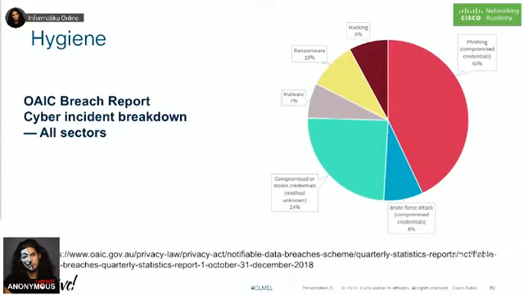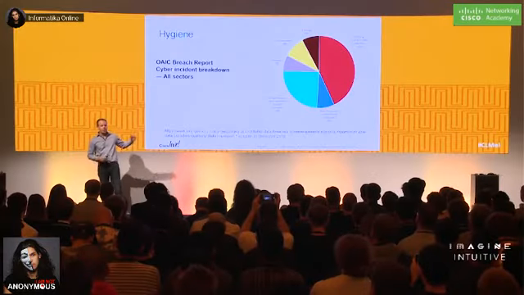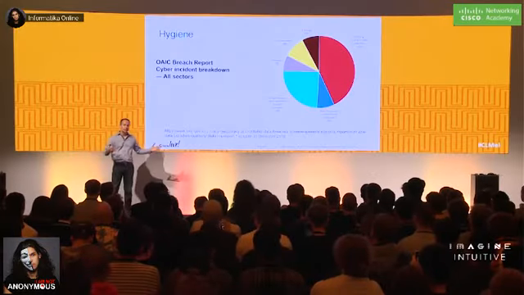This is a statistic that was just released from the Office of the Australian Information Commissioner. You may be aware we have breach notification legislation in Australia, so organisations need to report when they've lost data. And when you drill down into the stats, there's a really long URL there if you like reading statistical papers.